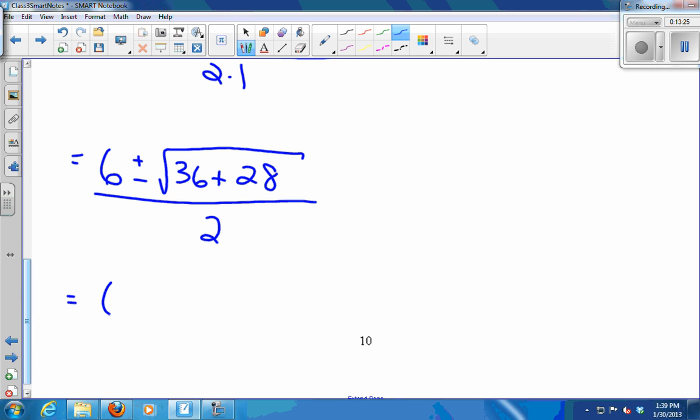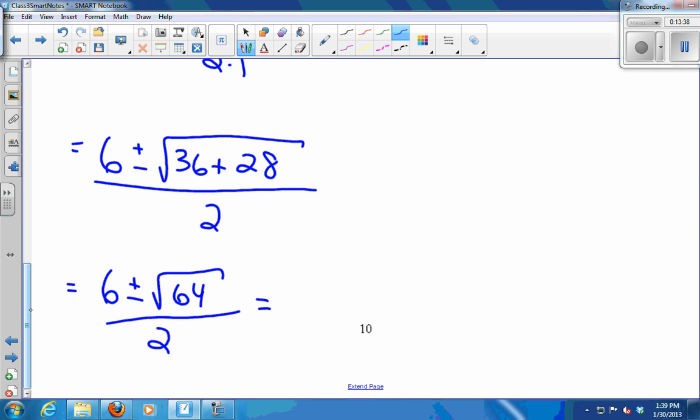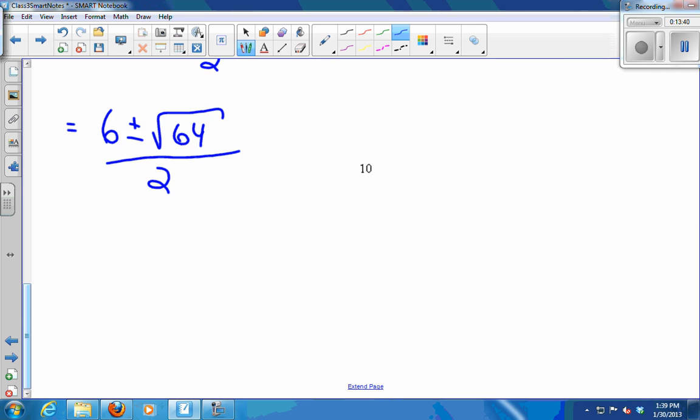And so this is going to be 6 plus or minus the square root of 36 plus 28, which is 64, all over 2. The square root of 64 is 8. So this is 6 plus or minus 8 over 2. And then this is plus or minus.